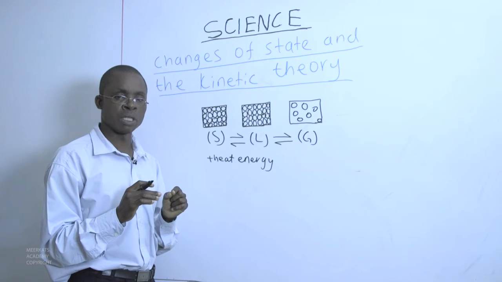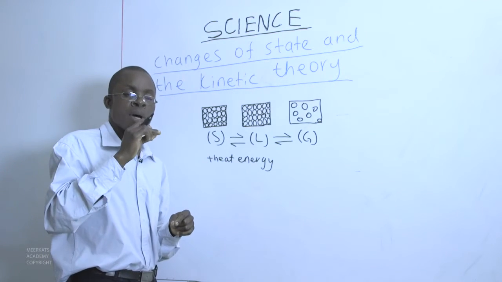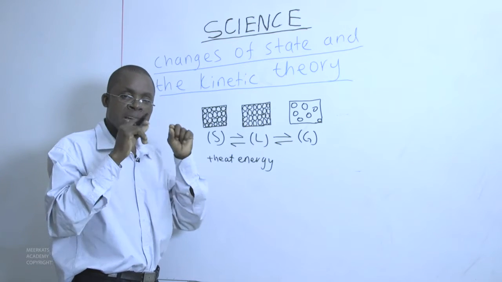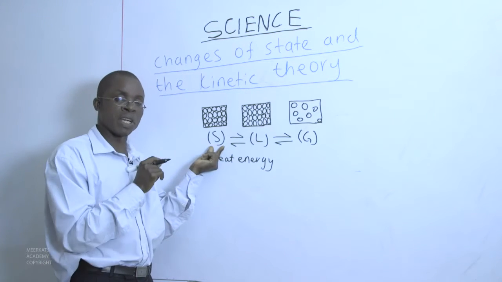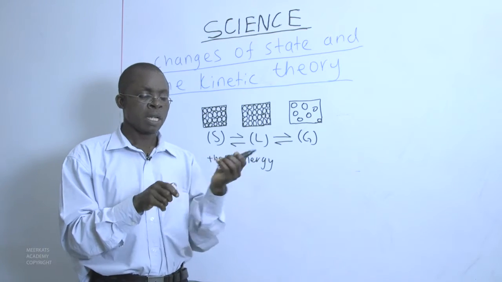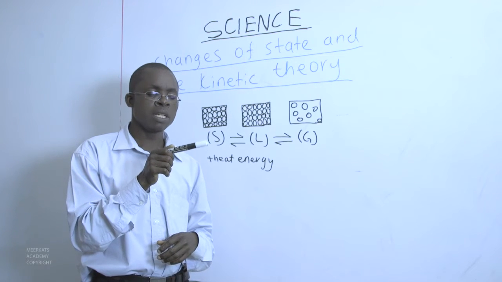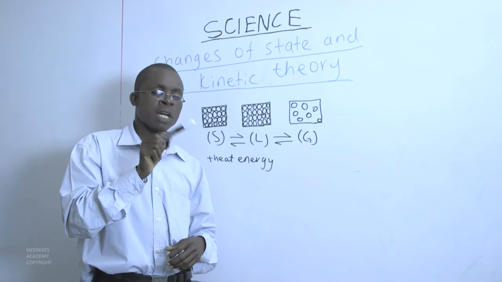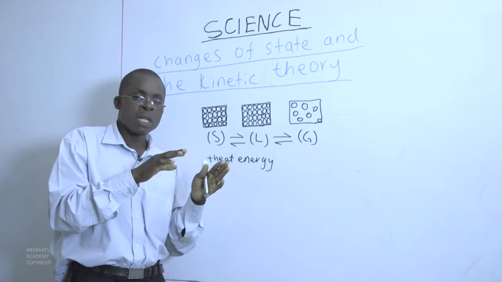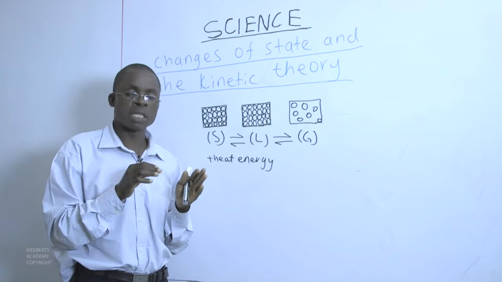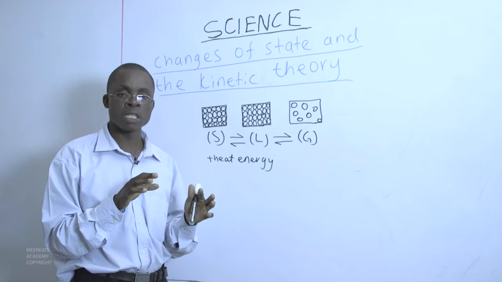But how does it do it? It does it by making these particles in solid state vibrate much stronger, at a much higher rate than they were vibrating previously. Take it like these are solid. This is the rate at which it was vibrating. Now, as you add more heat energy, it increases the rate at which it is vibrating. If it does that, and there are so many particles, you will find that a kind of weak point is created in all the particles.